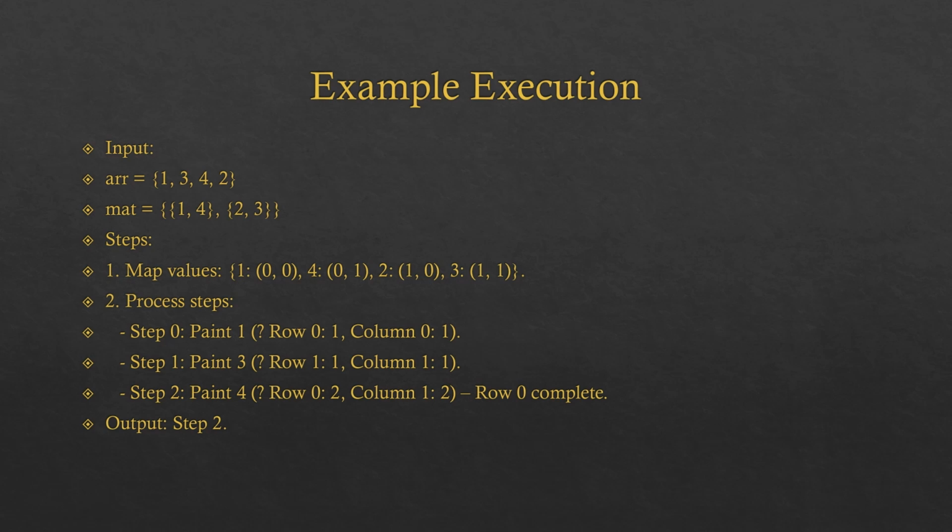Then we process each step. In step 0, we paint cell 1 at position (0, 0). Then we paint cell 3 at position (1, 1), followed by painting cell 4 at position (0, 1). Row 0 is now completely painted. The output is step 2.